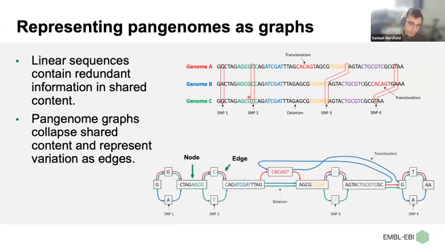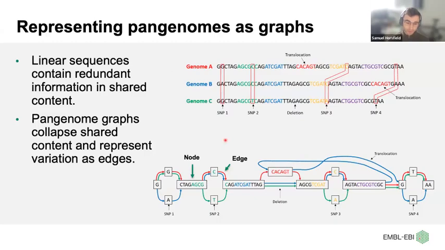So we can take the three genomes shown above and collapse similar sequences down into nodes and represent variation between them as edges. And this is an example now of a pangenome graph. What we can see from this pangenome graph is that it's lossless, which means that we don't lose any information present when representing genomes in a linear format when representing them as a pangenome graph. Because we can follow the colors of the arrows through this graph and recapitulate the original sequences that we used to build the graph in the first place.